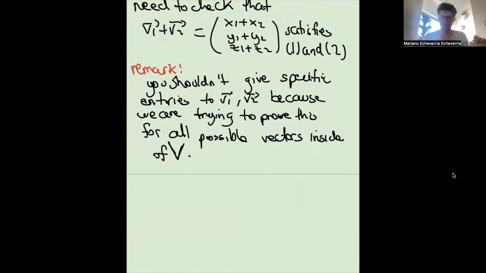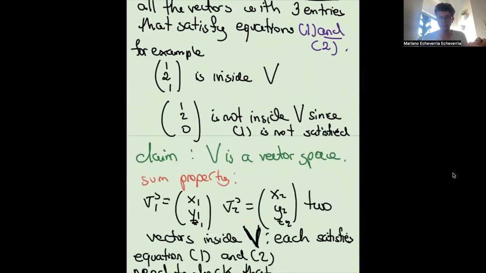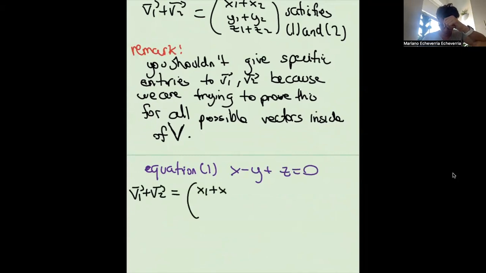Okay. So let's just check again. Let's just check that the sum satisfies equations 1 and 2. So what was equation 1? Equation 1 said that x minus y plus z was 0, right? But now we have to check that for V1 plus V2, right?